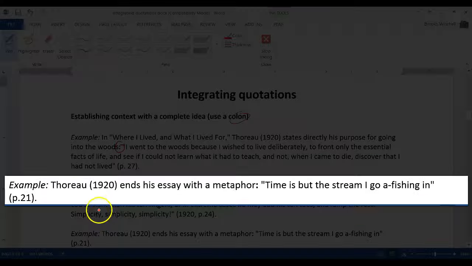Here's another one. Thoreau, 1920, ends his essay with a metaphor: "Time is but the stream I go a-fishing in." And so here's an example of the full sentence introduction, and we have a colon here. She also mentions the author and the year, and she uses the quotation marks, and she has, in APA style, p. and the page number here.